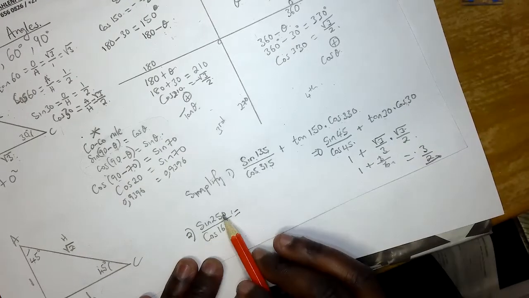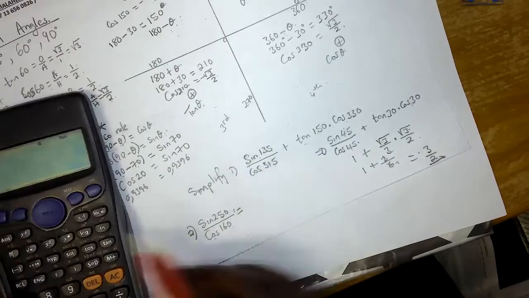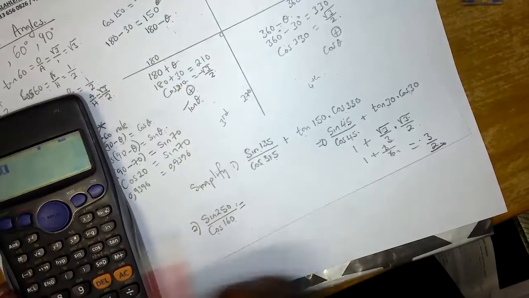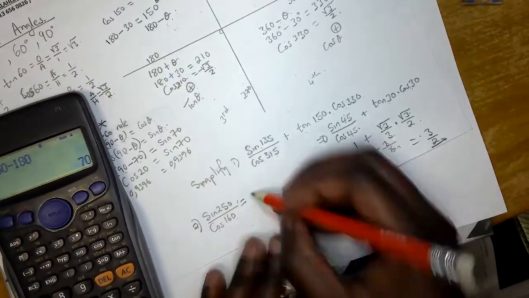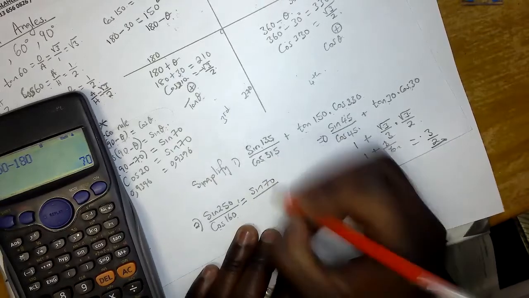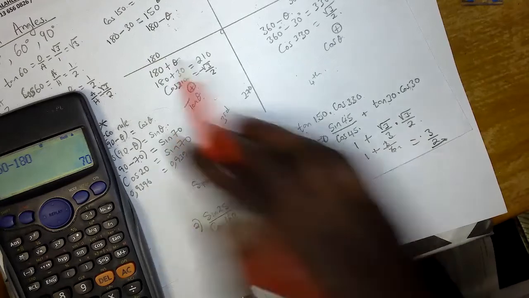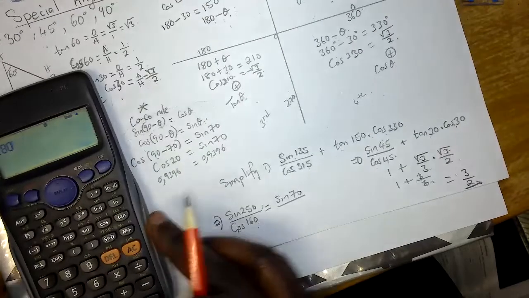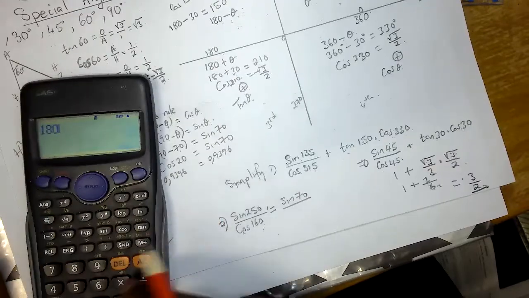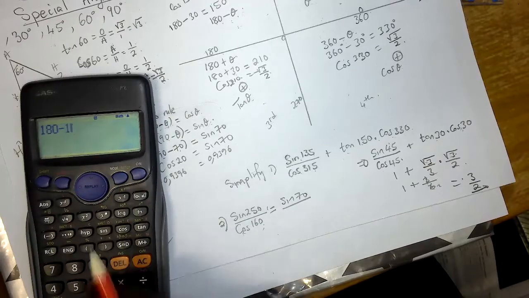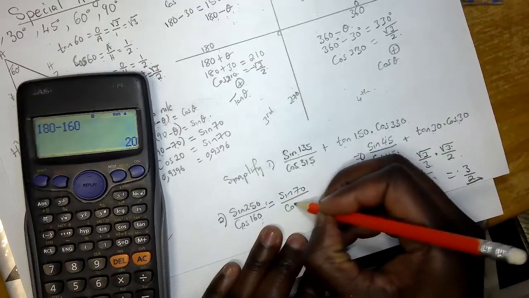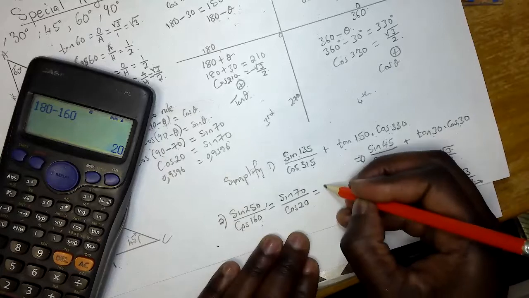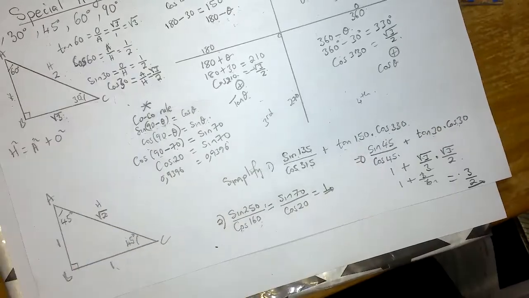Now, what about this one that we have here? We have got sine 250 and cos 160. Now, what do we do? We're going to say 250 is in the third quadrant. How do we get the angle in the third quadrant? We say 250 minus 180. We get 70. So it's going to be sine 70. What about cos 160? 160 is in the second quadrant, so 180 minus 160, we get 20. So it's going to be cos 20. But what do we know? Cos 20 and sine 70 are equal, so it gives us 1. That's what we have here.